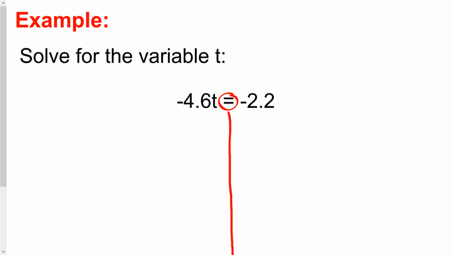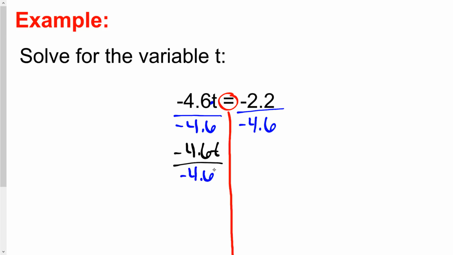The way we know that is because I have a negative 4.6t. It says times by t. How do you undo that multiplying? By dividing both sides. The lollipop reminds us: negative 4.6 and negative 4.6, because we're dividing both sides. It's going to leave me with negative 4.6t divided by negative 4.6 equals negative 2.2 divided by negative 4.6.